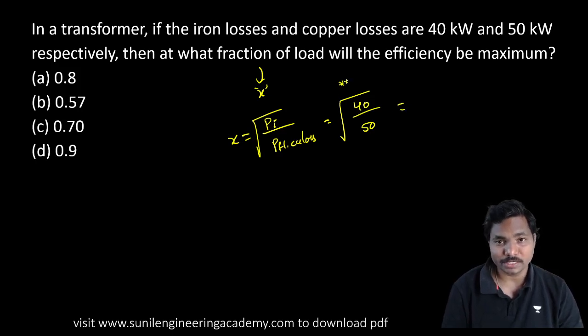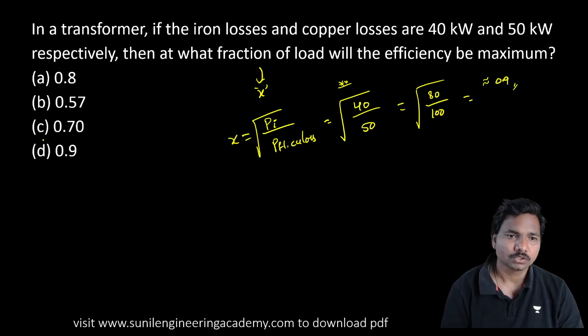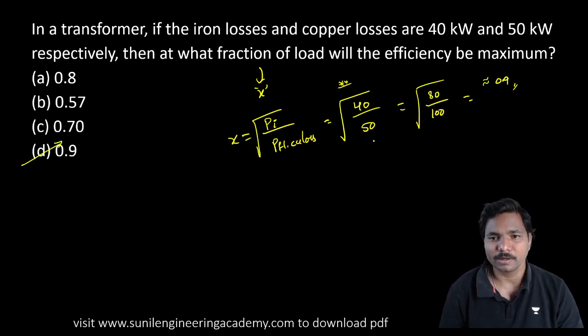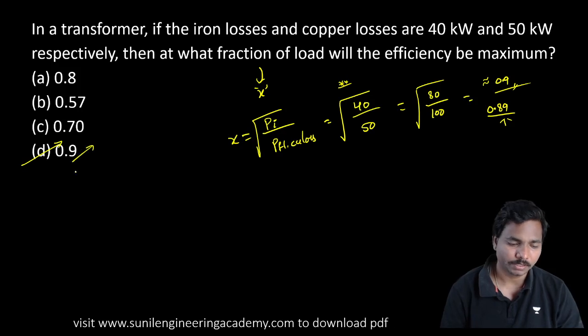Here many students will make a mistake. Root of 40 by 50, just multiply by 2, root of 80 by 100. 80 is almost 9 squared, since 9 squared is equal to 81. So approximately 0.9 you will get. So 0.9 means the answer is option D. Whenever we see 40 by 50 or 80 by 100, we feel the answer is 0.8, but it is 0.9, or 0.89. So the answer is option D.